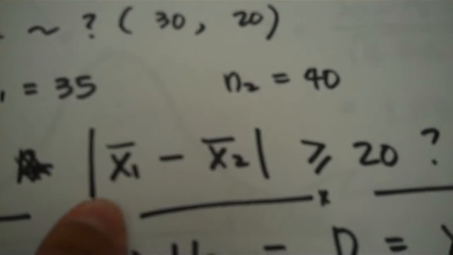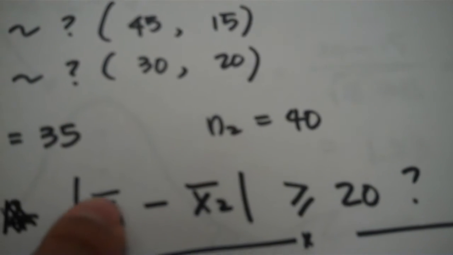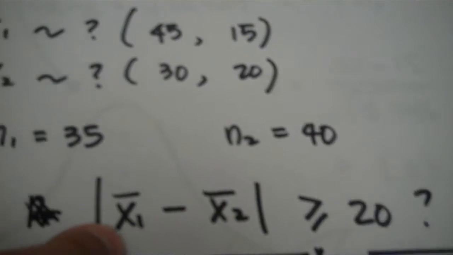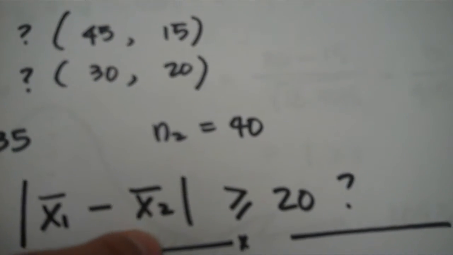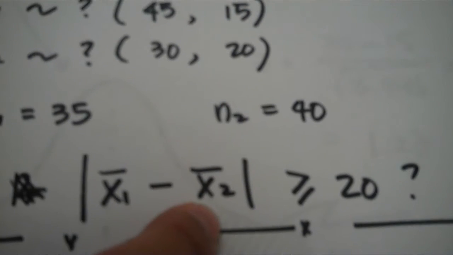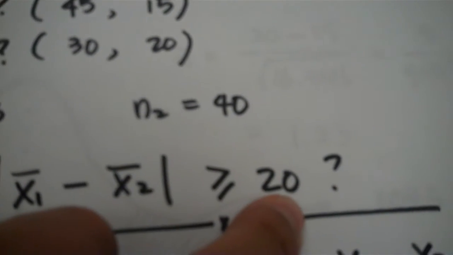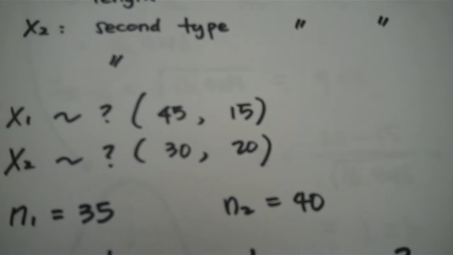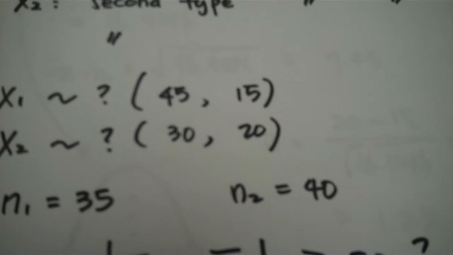So the question here is x1 bar, the sample mean of the first group, minus the sample mean of the second group, is bigger than 20. The probability of that is what we are interested in. So using that theory on page 149, a new variable is the difference x1 minus x2, right? That's a new variable actually.